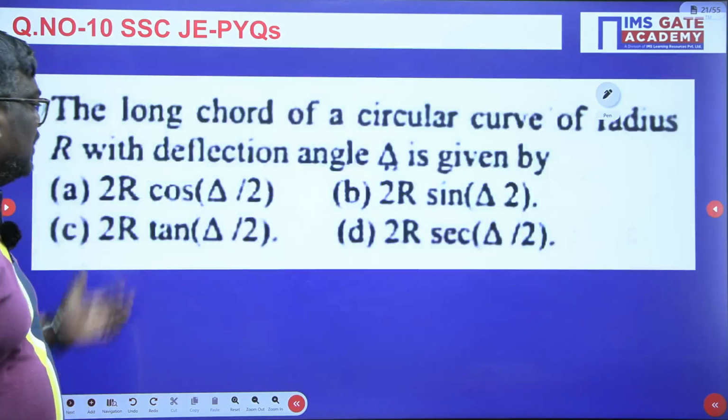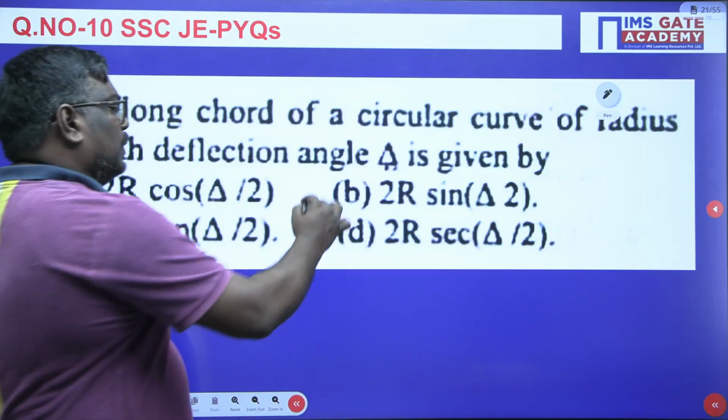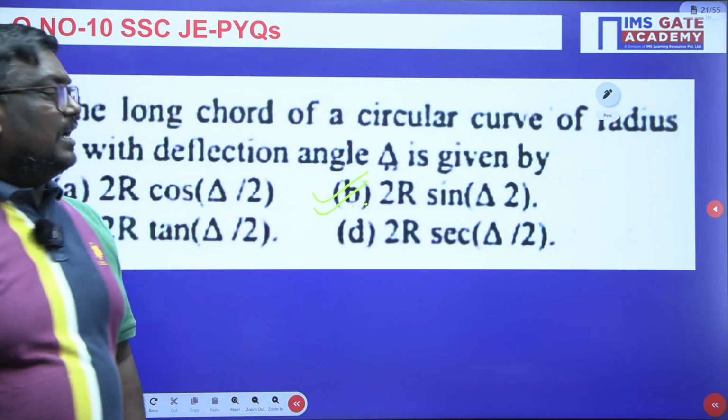But in this problem they have asked only the chord distance. So immediately you can put the direct answer. It is B, 2R sine delta by 2.